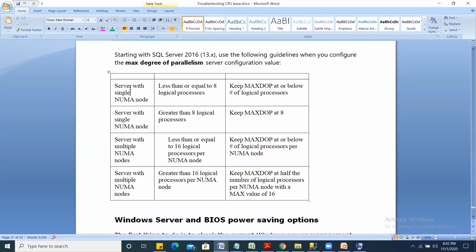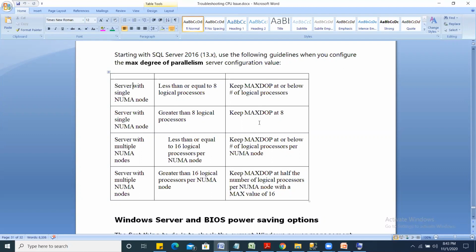So single NUMA node, say I have 8 processors here. I will go with max DOP value 8. But if I have a virtual machine, and most of the time we do have virtual machines only, right? So go with half of the total number of processors. That would be better, 4. And even my experience is, you go with 2. Start tuning max DOP with 2, and then watch for the CXPACKET value, watch for the thread pool value, watch for the SOS_SCHEDULER_YIELD value. I will tell you how you can analyze those things, right?